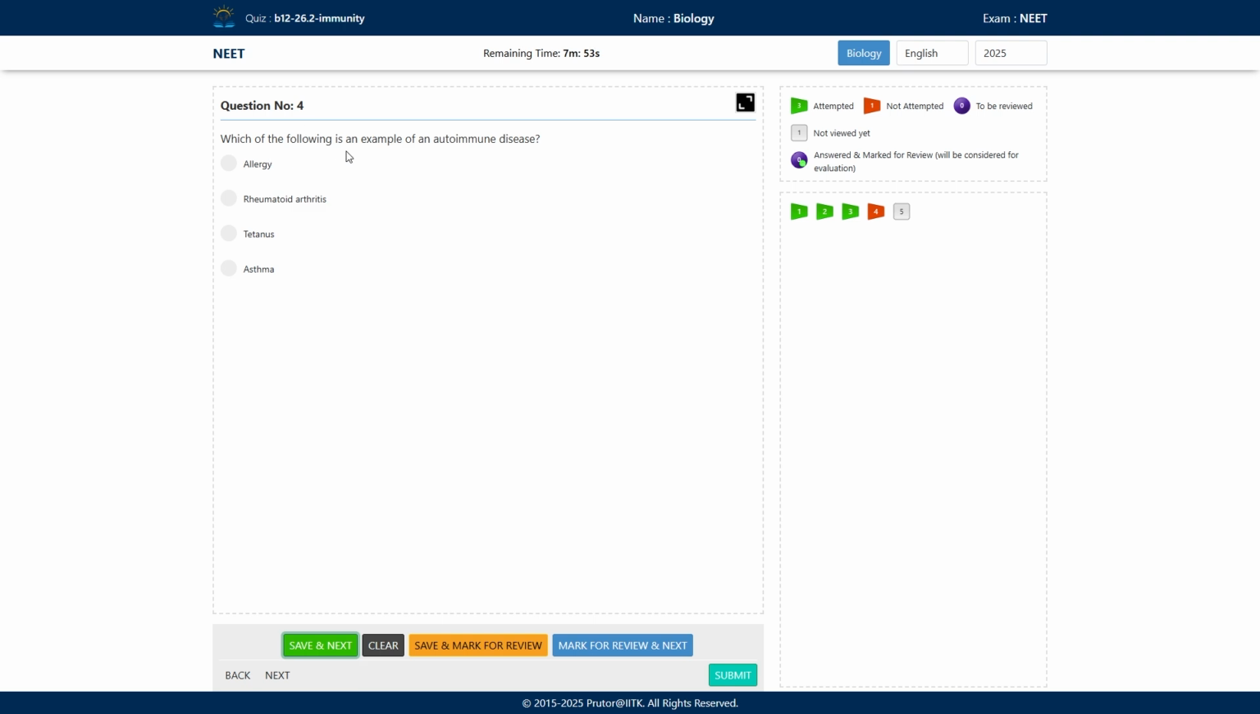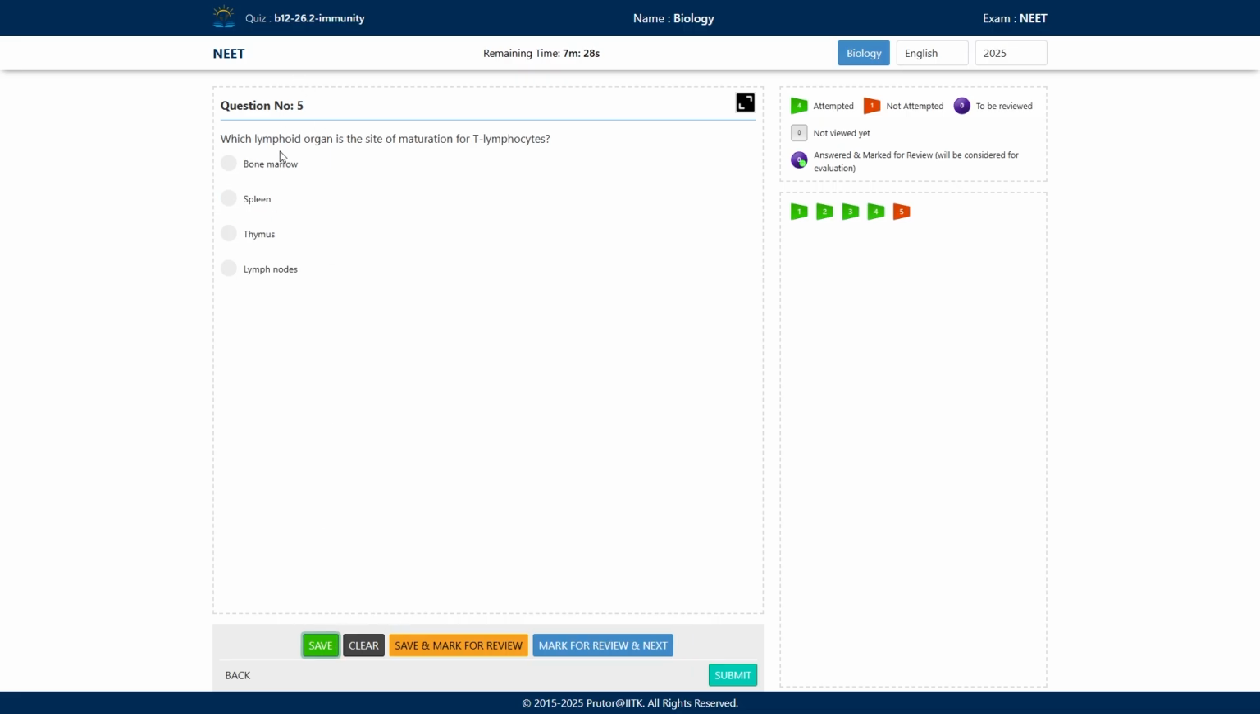Next one: which of the following is an example of autoimmune disease? The options are allergy, rheumatoid arthritis, tetanus, and asthma. In autoimmune disease, the immune system is not able to distinguish between self and non-self cells, so it starts targeting its own cells. Here the example is rheumatoid arthritis, option B. The immune system starts targeting the joints and it causes inflammation in the joints.